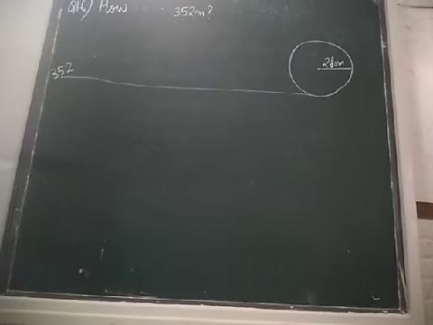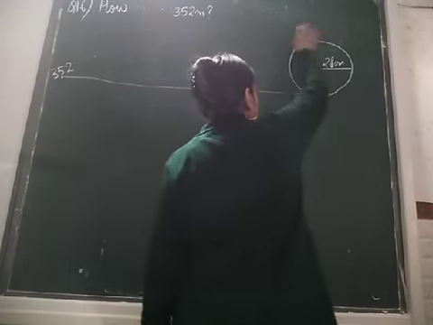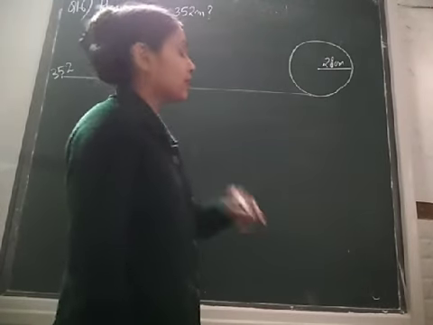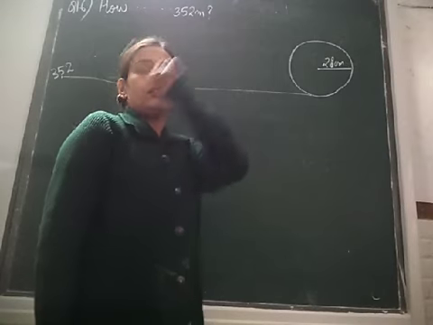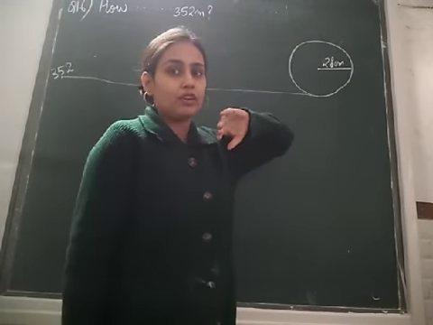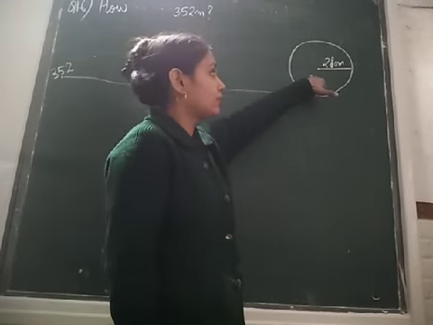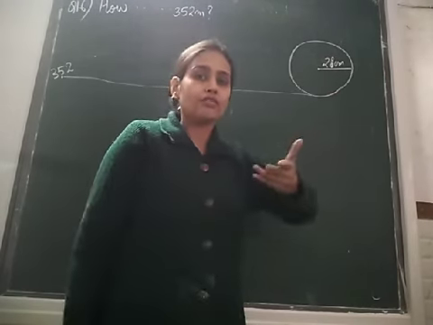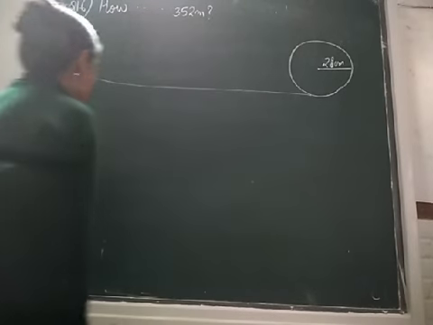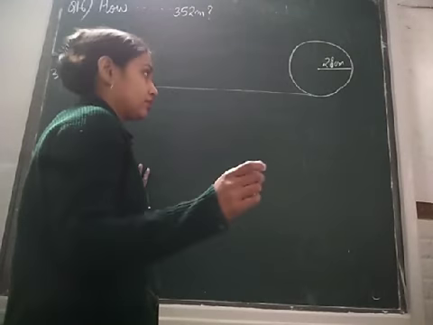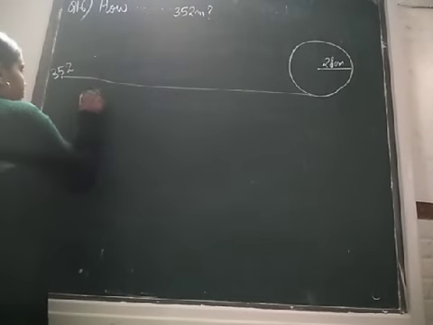Correct? So children, one rotation, that is one round like this, correct? That means one length of boundary, and length of boundary means circumference. So for one rotation, we will find out the circumference. Okay? After that, what we will do? I will tell you. Okay? So first thing what we have to do? We have to find the circumference. So let's do that.